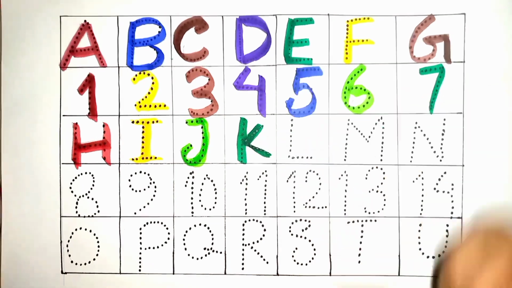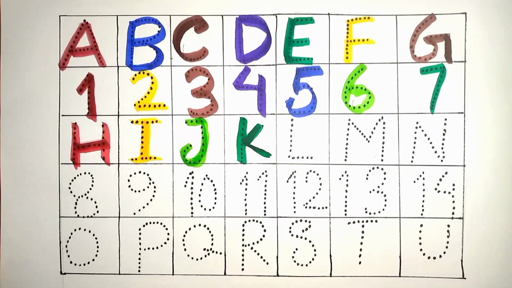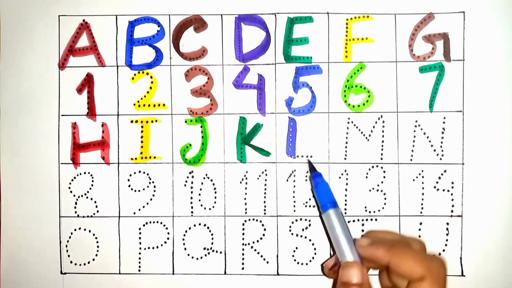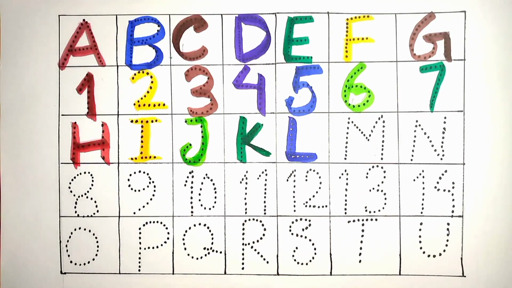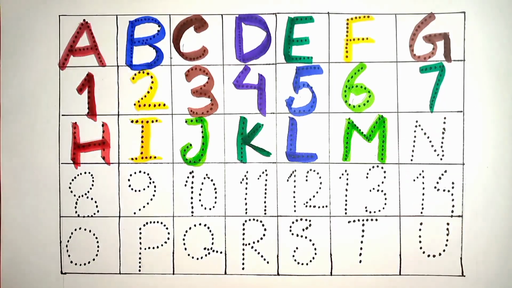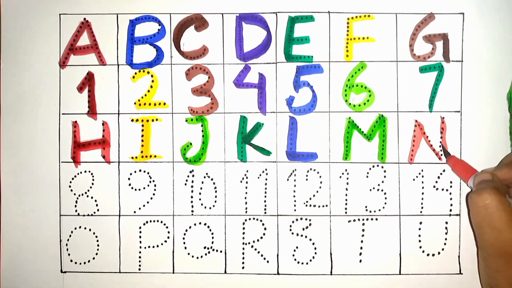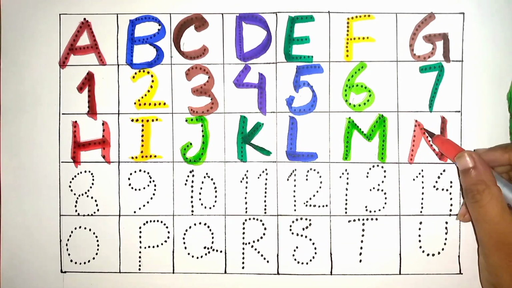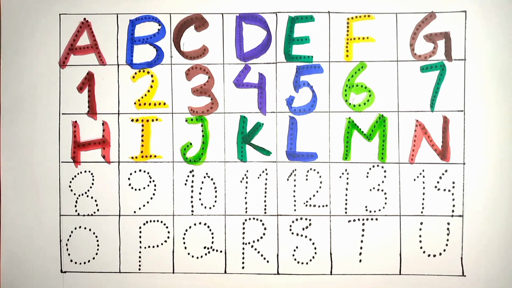K. K for kite. L. L for lion. M. M for mango. N. N for nest.